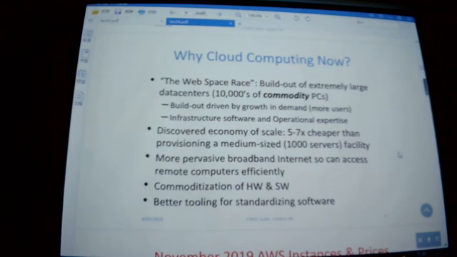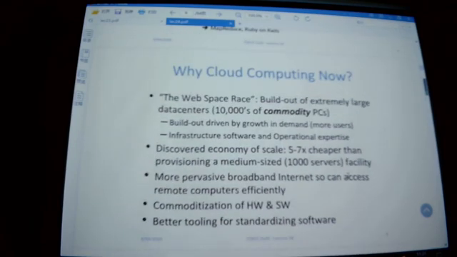Okay, we can see why cloud computing now. The warehouse scale computer is built out of extremely large data centers, driven by growth in demand. Infrastructure, software, and operational expansions discover the economy of scale, and more pervasive broadband internet means we can access remote computers efficiently. These are some conditions.